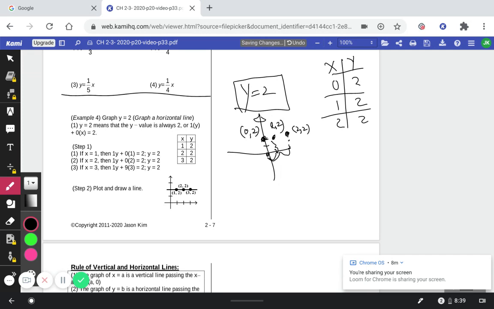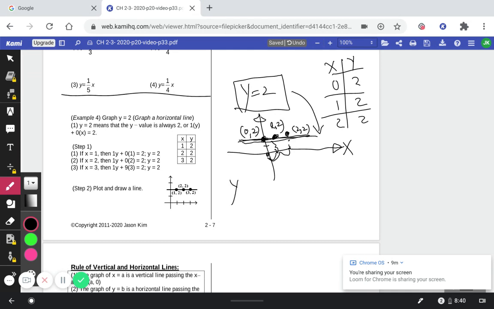So you have 3 points, and you connect nice and easy with a straight line, then you get this. So again, y equals 2 means no matter what x value is, y always ends up with a 2. So it becomes a straight line, actually the horizontal line. See? Horizontal line.